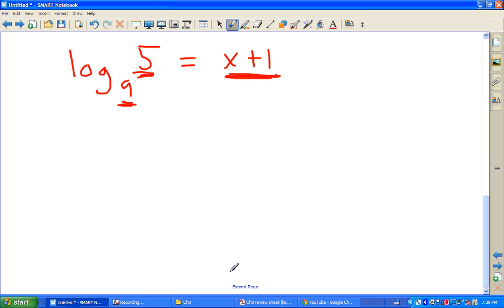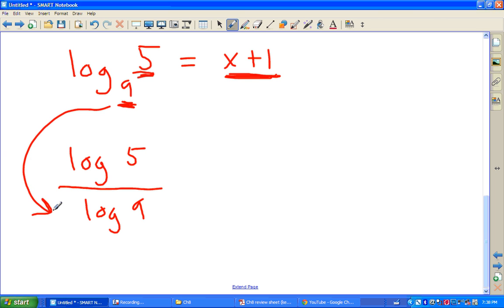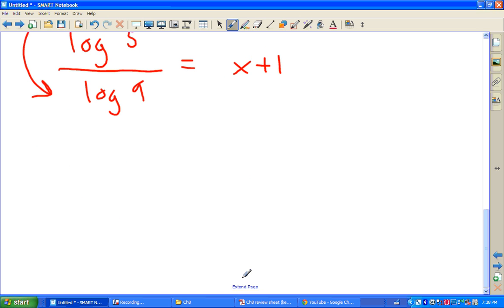Now the reason I did that was because we've learned now that log base 10, which is what your calculator does, divided by log base 9, the base always goes in the bottom of the fraction. I can punch this into my calculator and get a decimal answer, and that's equal to x plus 1 now. That's why we learned logs, to solve exponential problems like that. Log of 5 turns out to be, I think, 0.699, something like that. And log of 9 turns out to be 0.9542. And that equals x plus 1.